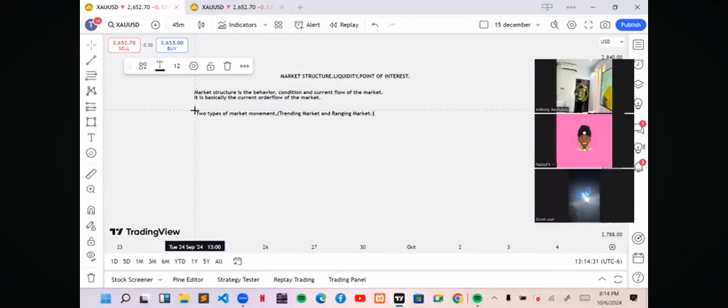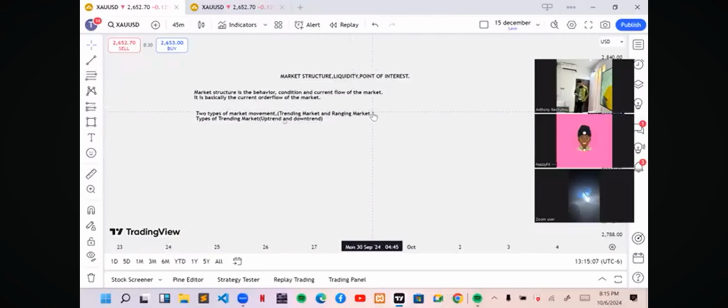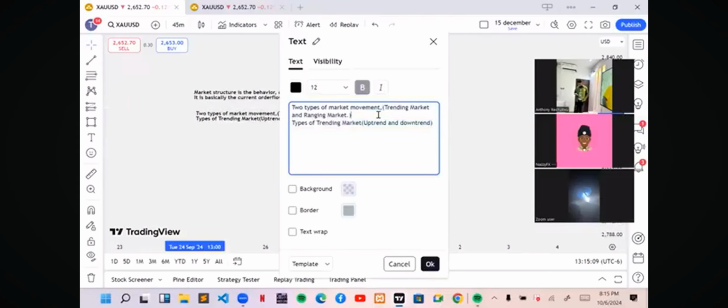So market structure is the behavior, the condition, and the current flow of the market. It's basically the current order flow of the market. And there are 2 types of market movements. There's a trending market, and then there's a ranging market. For the trending market, there are 2 types, which is the uptrend and then the downtrend.